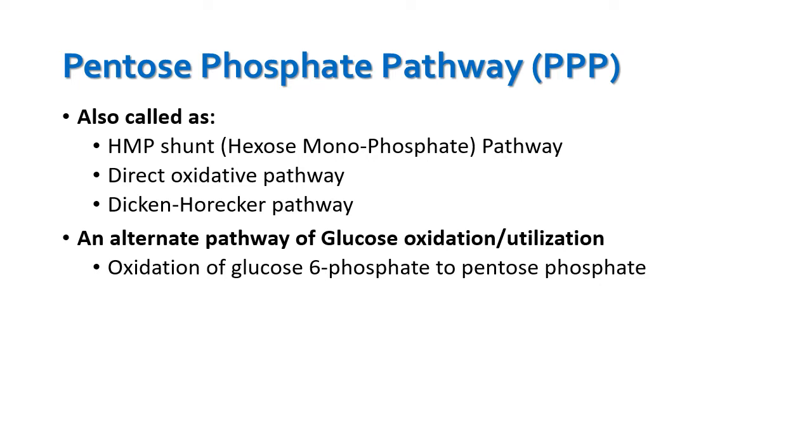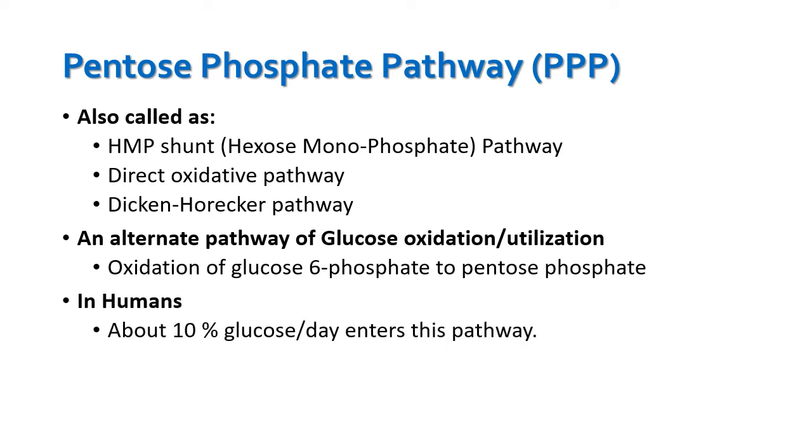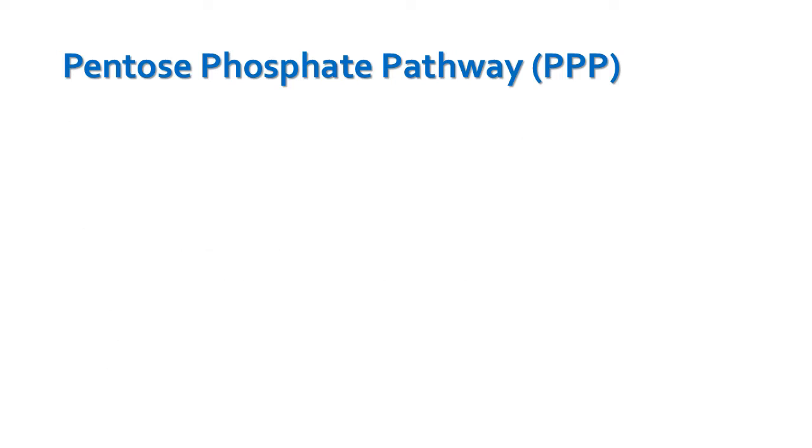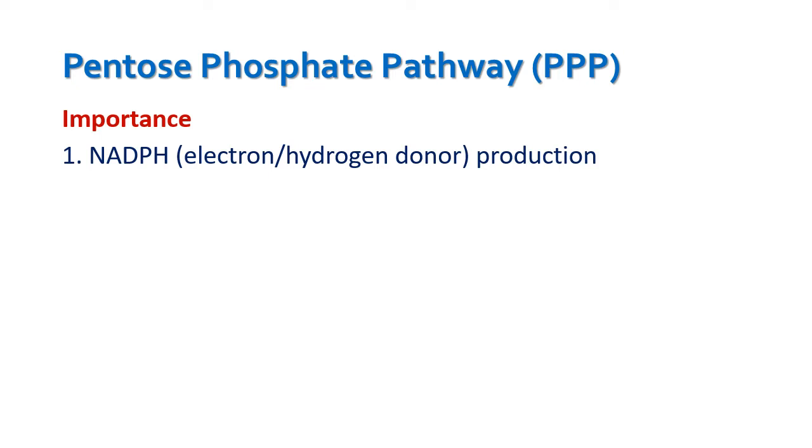And pentose phosphate pathway is also an alternate pathway of glucose oxidation. Here, oxidation of glucose 6 phosphate is into pentose phosphate or 5 carbon carbohydrates. In humans, about 10% glucose per day enters this pathway, and about 30% glucose in red blood cells and liver is metabolized by this pathway. In this oxidative pathway, NADP is the electron acceptor and it yields NADPH.